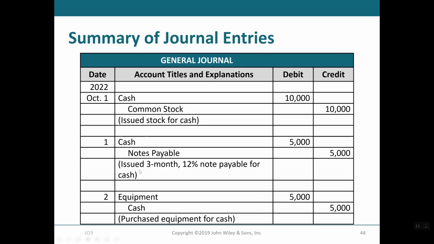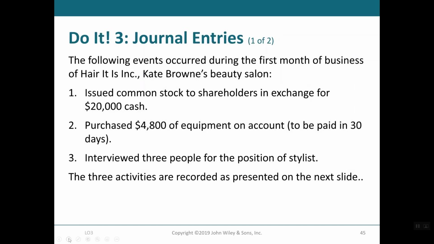All right, so the other description here says issued 3 month 12% notes payable for cash. As simple as that. Again, it's in your own words, but something that anybody who reads it is able to understand. Okay. All right, this is a do it. I want to see. Can you try? Pause and try this on your own. See if you get it.